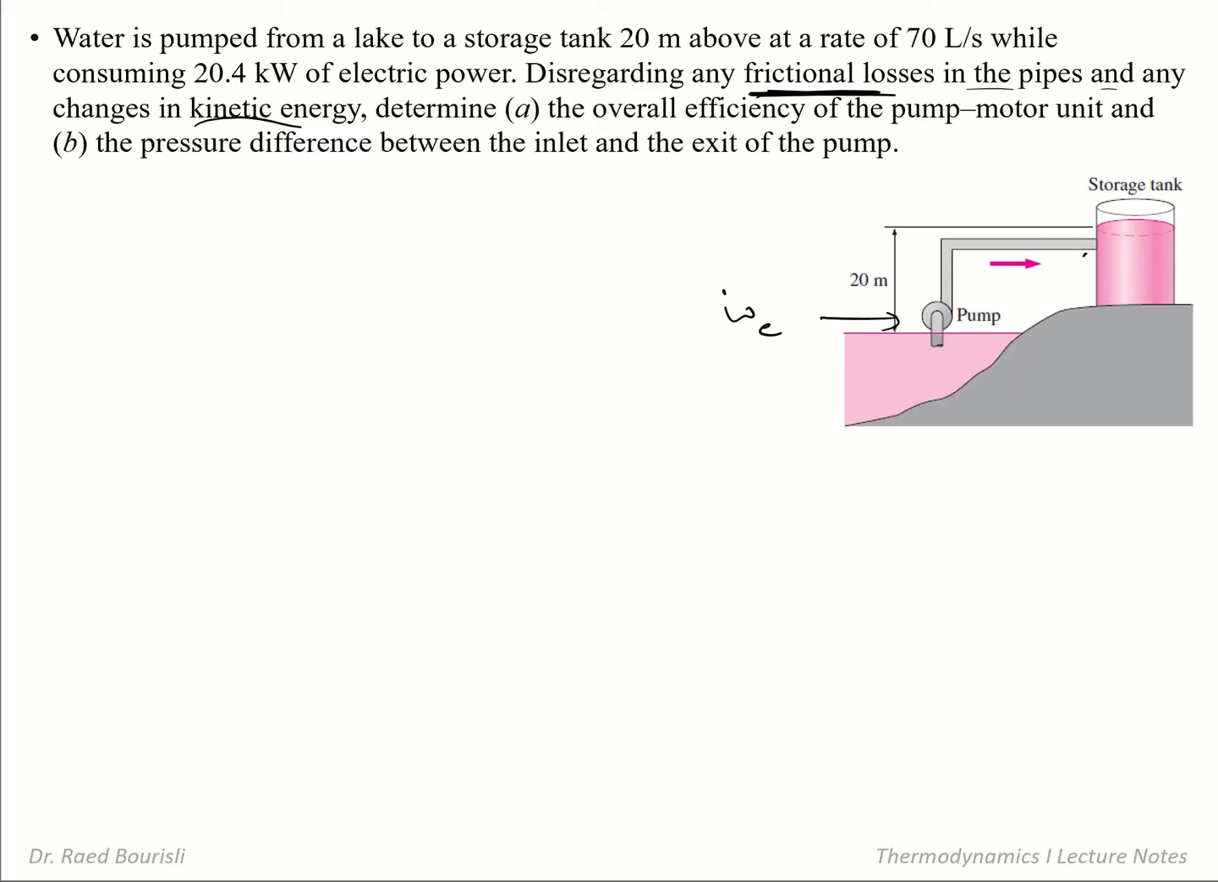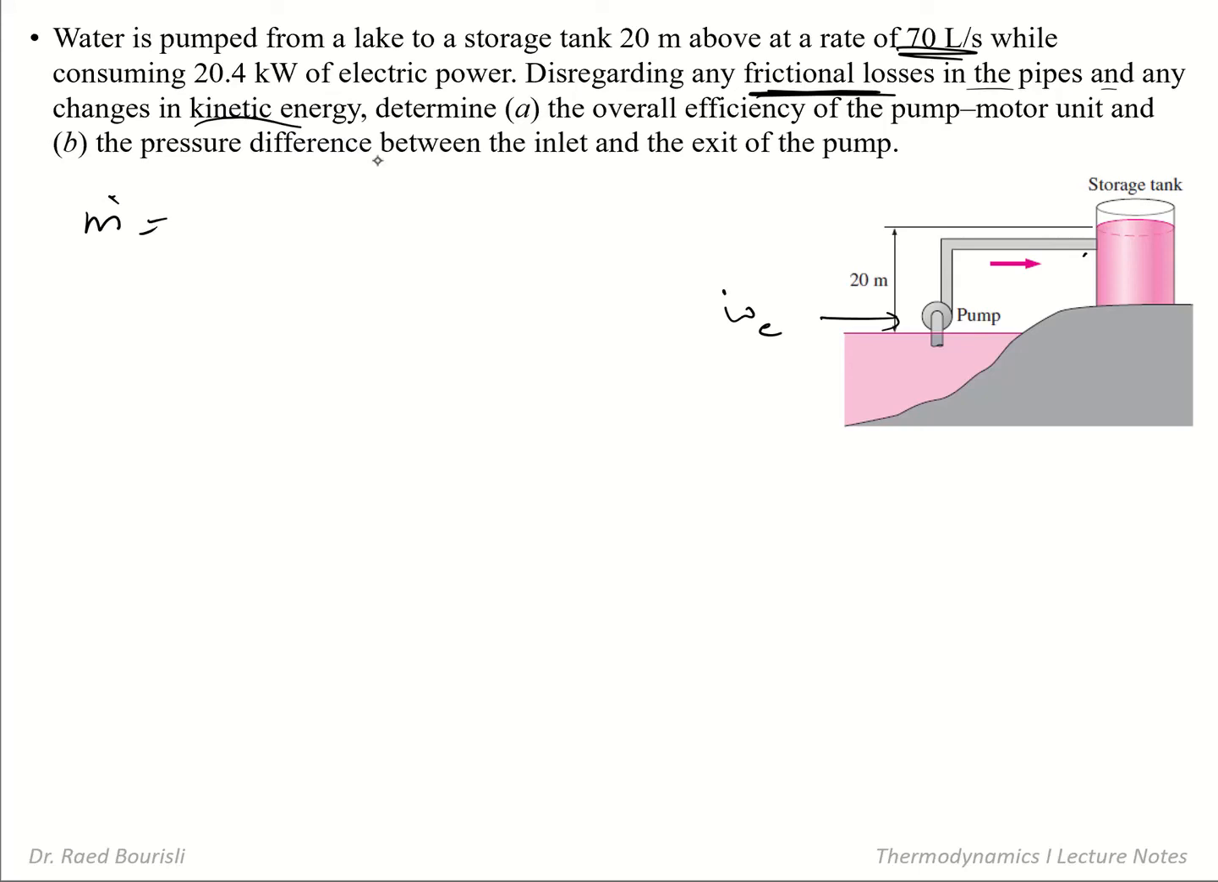No, so no friction and no kinetic energy changes. We want to determine the overall efficiency of the pump motor unit and the pressure difference between the inlet and exit of the pump. So what do we do? You have this rate. So this is m dot, which is, let's get it in terms of kilograms per second.